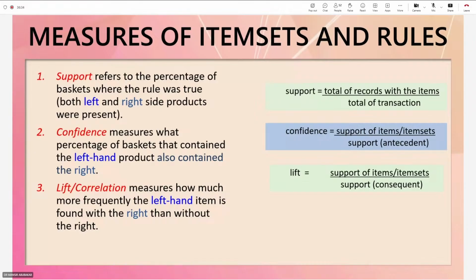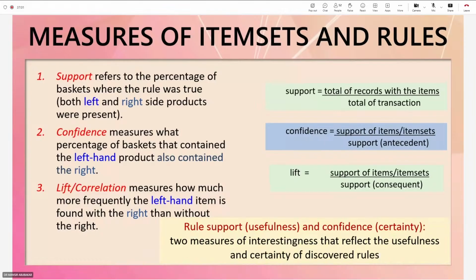And then the correlation, which is also referred to as lift, is the support of all these items divided by the support of the consequent, what we have on the right-hand side. In every rule we have the antecedent and the consequent. The antecedent is what we have on the left-hand side, and the consequent is what we have on the right-hand side of the rule.